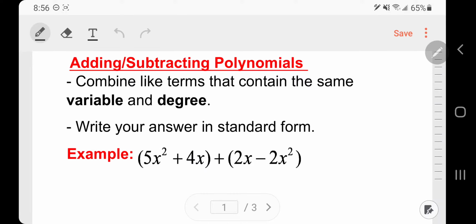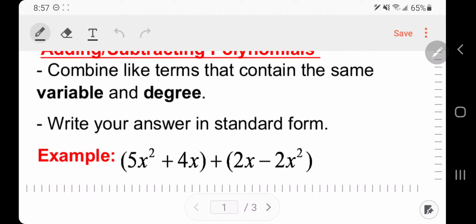Hey everyone. In today's video, we're going to take a look at how to add and subtract different kinds of polynomials. Now, when you're adding and subtracting polynomials, it's pretty much the same as when you're combining like terms, like we did with expressions earlier in the year. Just keep in mind that you can only add, subtract, or combine terms that have the same variables and the same degree. We're going to write our answer in standard form, which means we write the terms in descending order as far as the exponents are concerned. It's greatest to least, left to right.